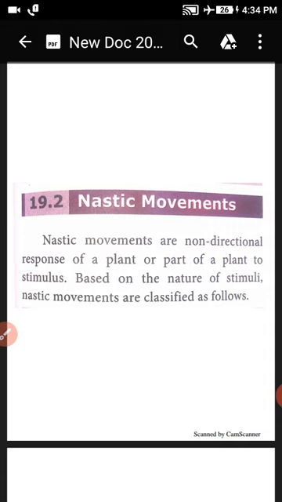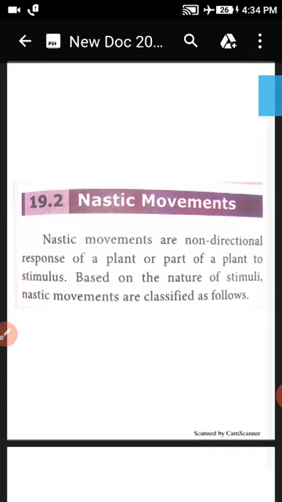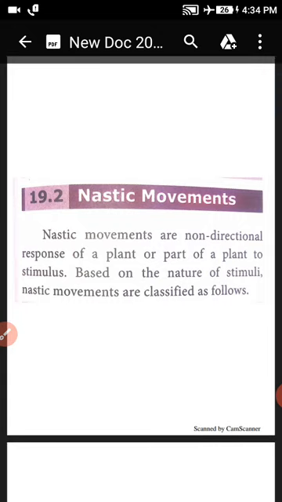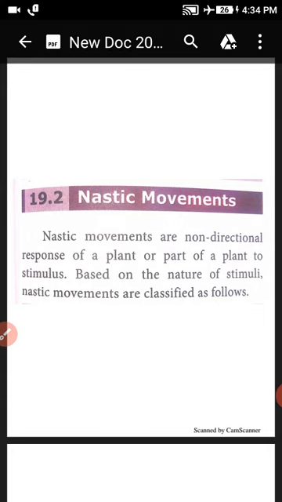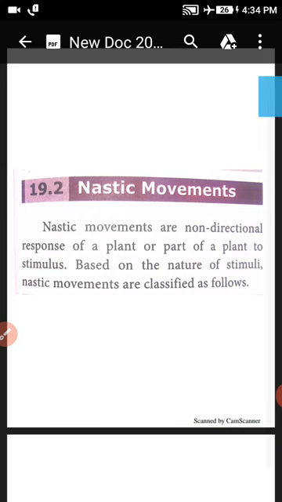First of all, what does phototropism mean? Photo means light, the movement of a plant part towards the light. Example, the shoot of a plant. Next, geotropism, movement of a plant in response to gravity. For example, the root system grows in the direction of gravity. Example, the root of a plant.